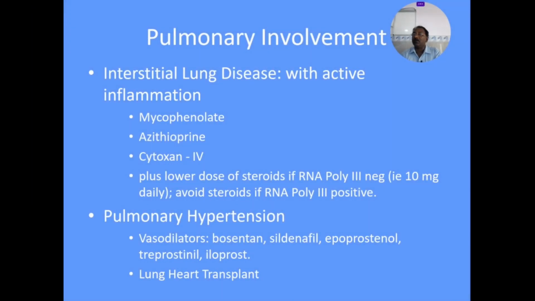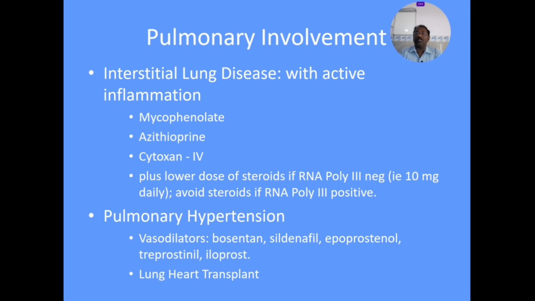So the management of pulmonary involvement: here, mycophenolate mofetil is a very commonly used drug in the presence of pulmonary involvement in systemic sclerosis. Azathioprine we often use as an outpatient, available in two strengths, 25 mg and 50 mg; usually we use 50 mg OD. Cyclophosphamide IV as pulse therapy, about 15 to 30 milligrams per kg body weight, can be given once a week or once a month.